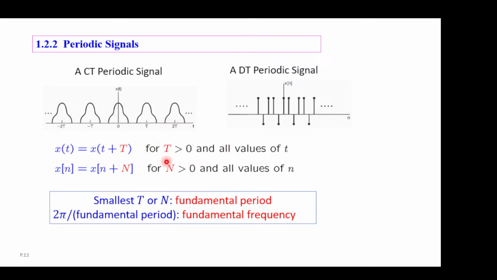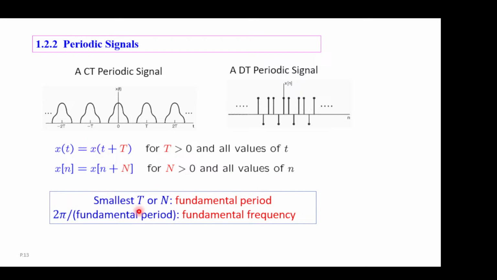But most of the time, there will be a smallest big T or smallest big N, and that is called the fundamental period. The only signal that gives you trouble is the constant signal. The fundamental period for a constant signal, we just say is undefined, because it's periodic for any big T. But assuming the signal is not constant, then there is a fundamental period, and this is the definition of fundamental period.